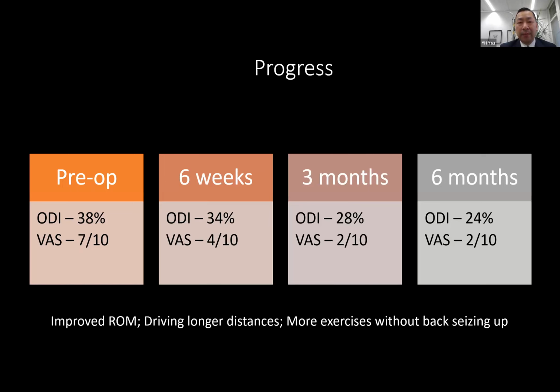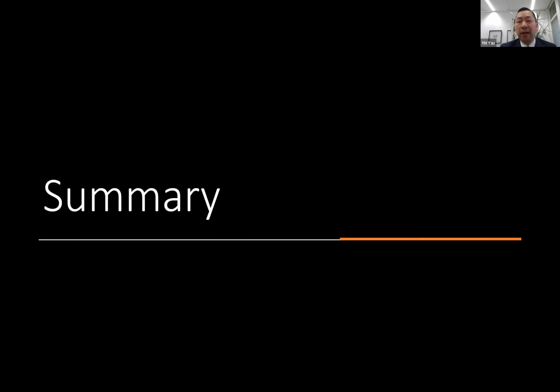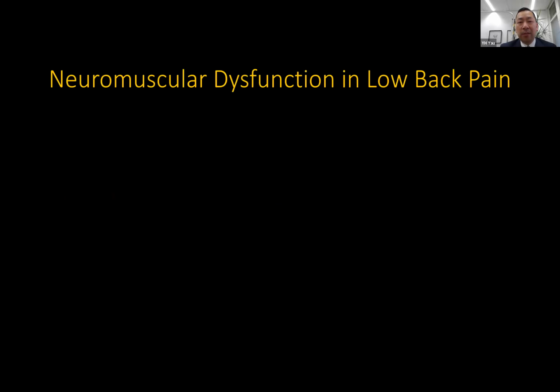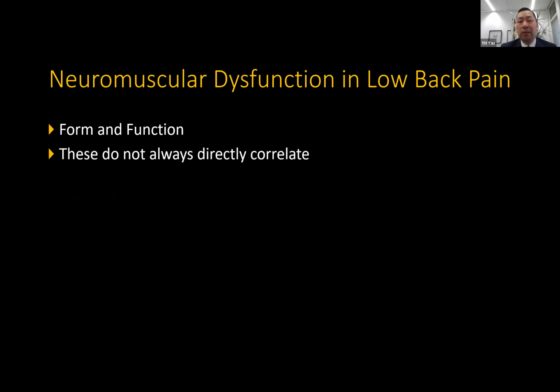And that's one example. I'll summarize for our discussions. What I wanted to present there with neuromuscular dysfunction and low back pain is that when we look at structural form and function, our scans, our pictures, and what the person can and cannot do, and the levels of pain, we don't always see a direct correlation.